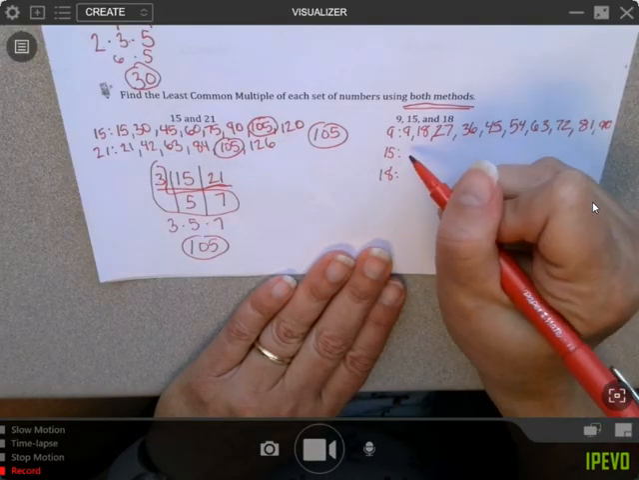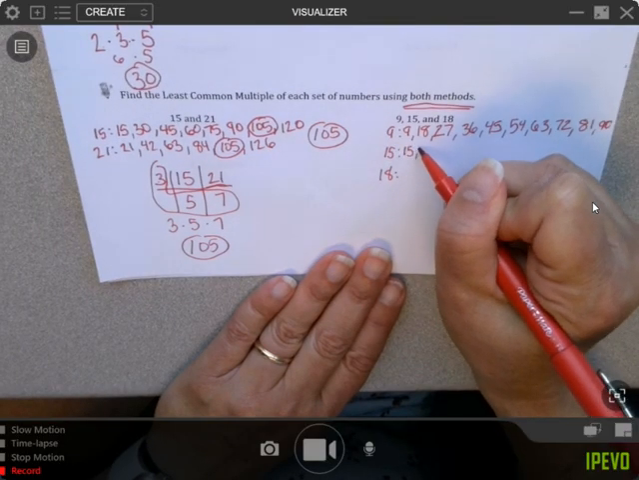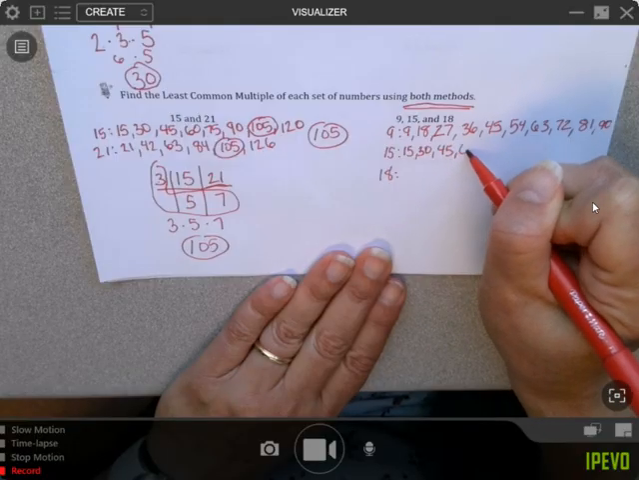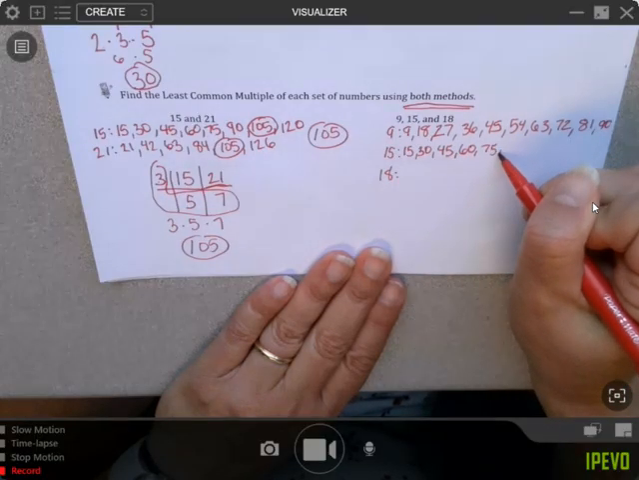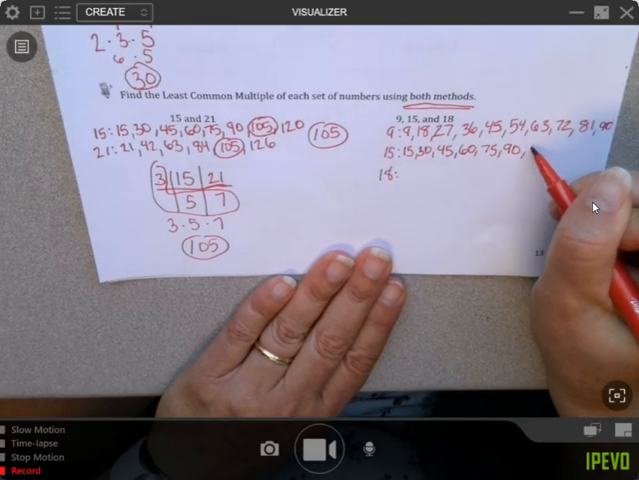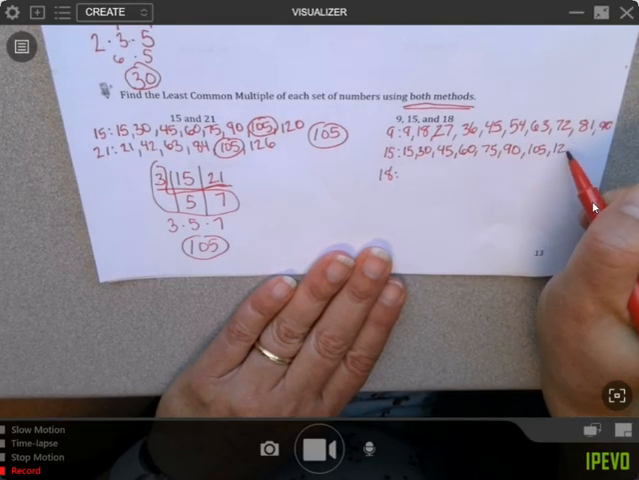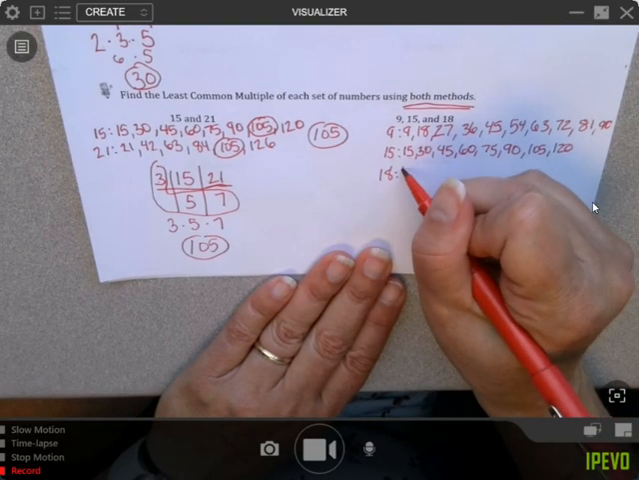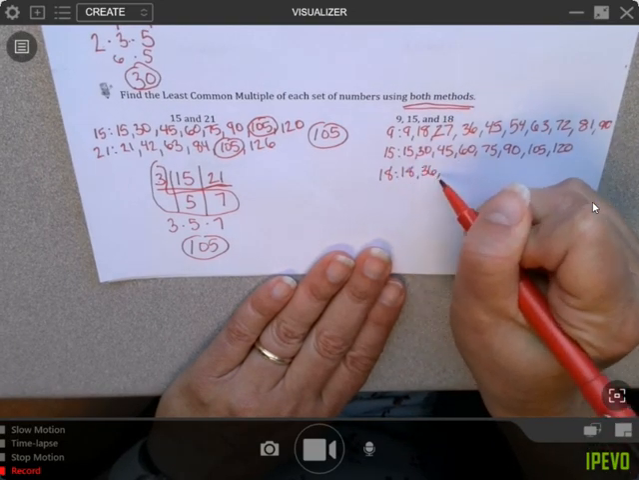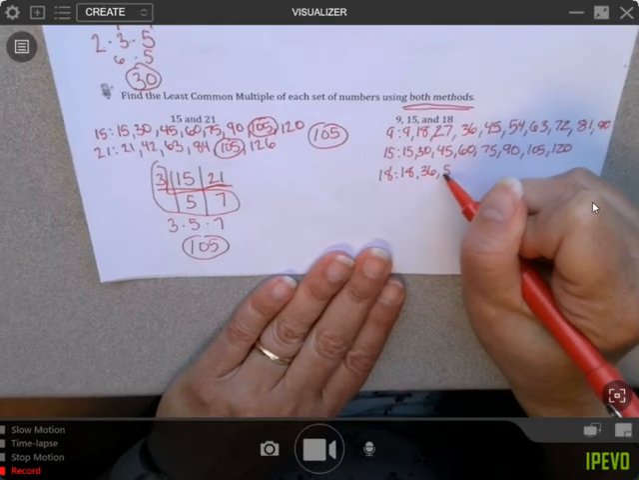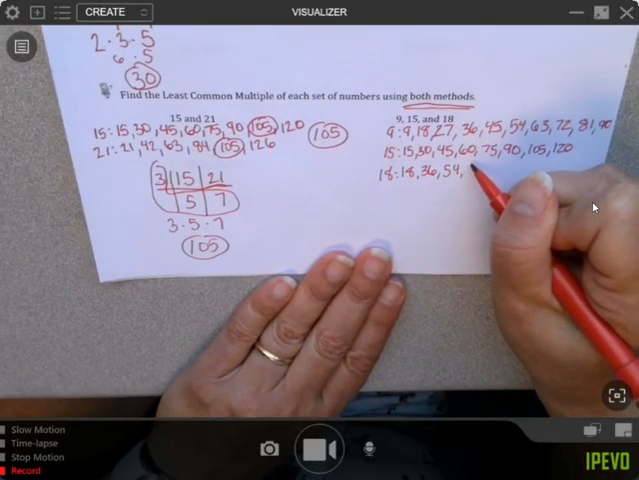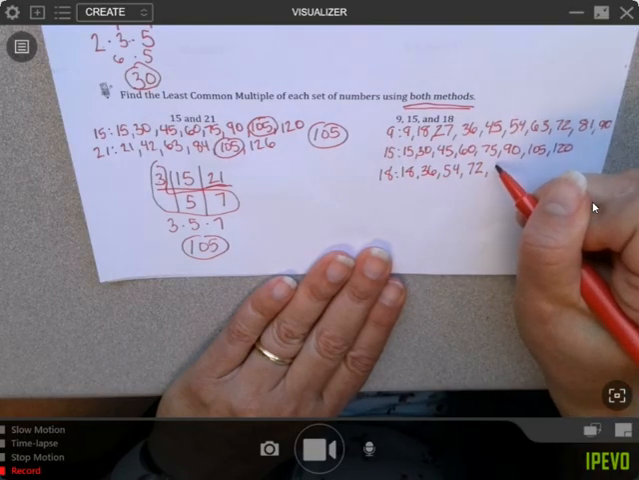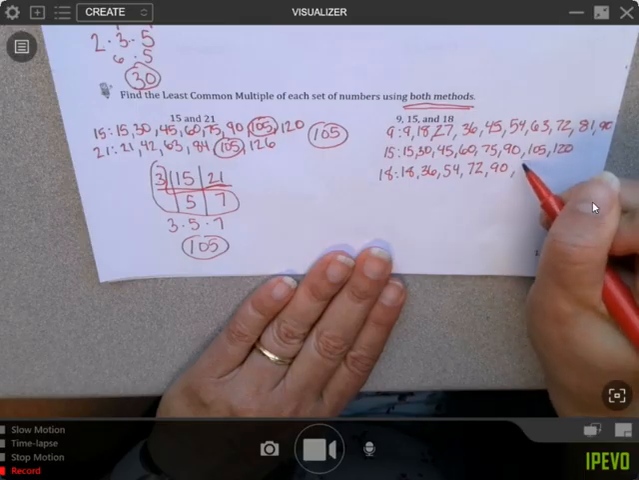So now I'll count by 15s. 15 times 1, 15 times 2, 15 times 3, 4, 5, 6, 7, 8. Now I'm going to do it with my 18s. 18 times 1, times 2, times 3, times 4, times 5, times 6.